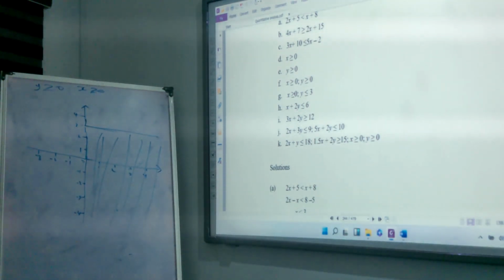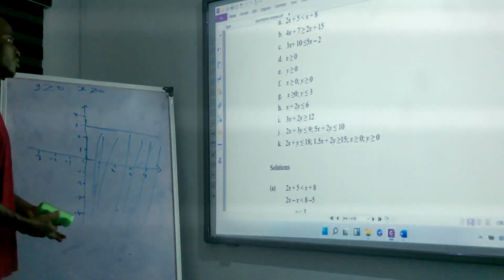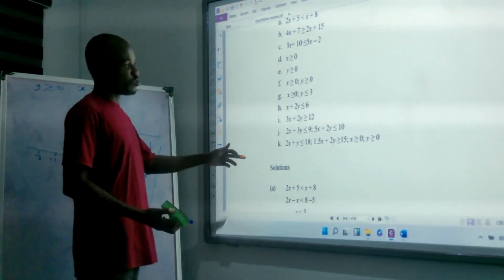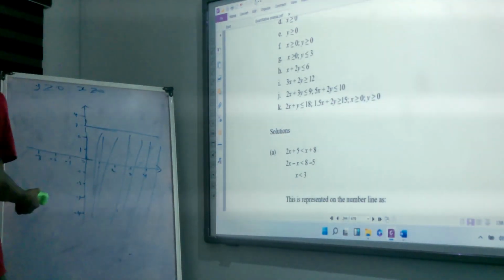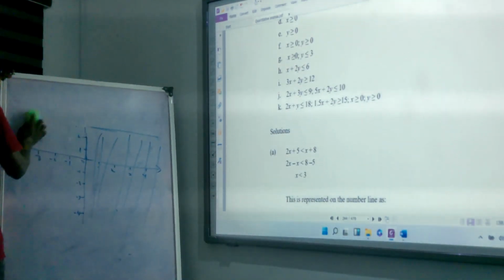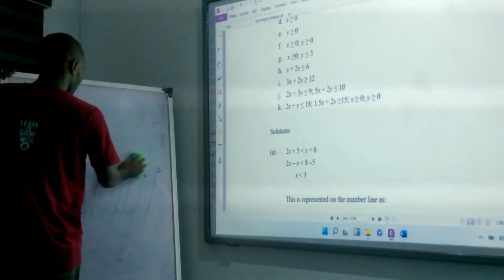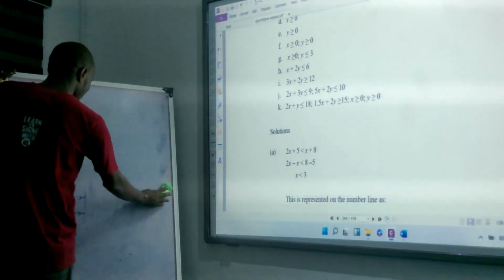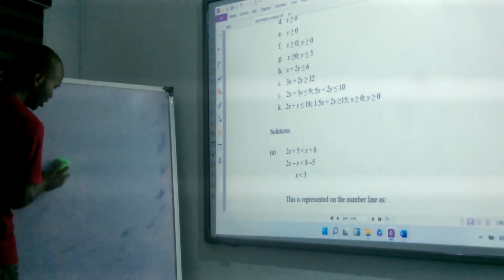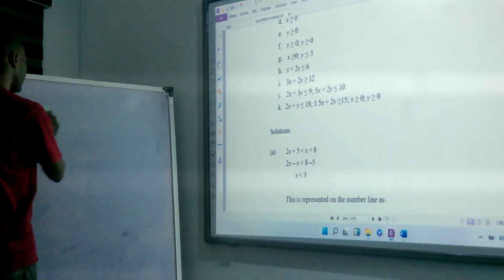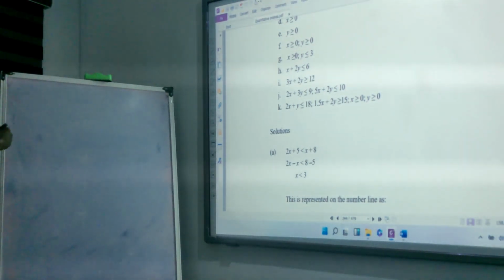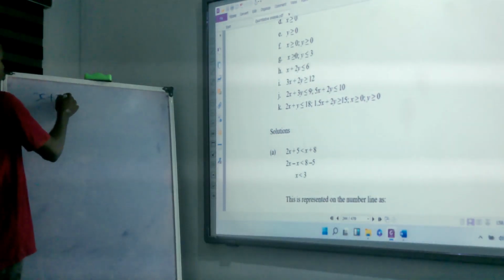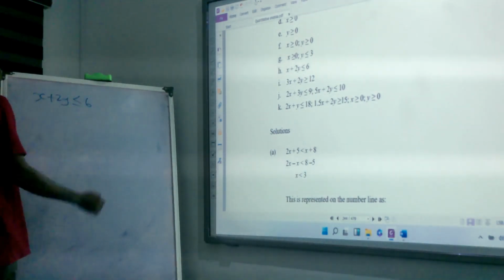So now for the next one, we have to shade x plus 2y less than or equal to 6. To do that, this is what we are going to do. That as well is simple and easy to do. So here we have to obtain x plus 2y less than or equal to 6.